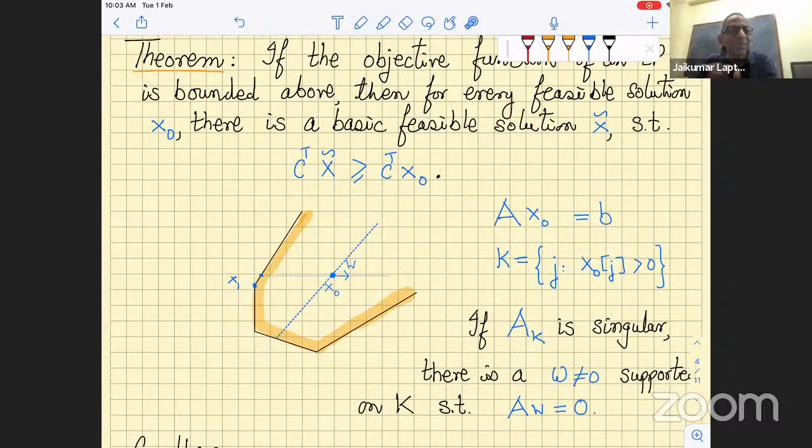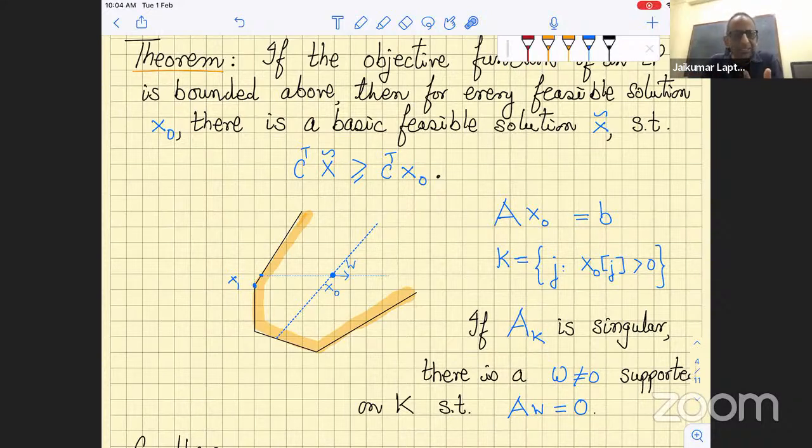So we cannot have more than m linearly independent columns. So maybe there are m-1 columns where x0 has positive values. Now we know that the column space has rank m. And you have learned in your linear algebra course that whenever you have a linearly independent set with m-1 vectors in a space of dimension m, then you can always add a vector from outside into this so that this new set also stays linearly independent.